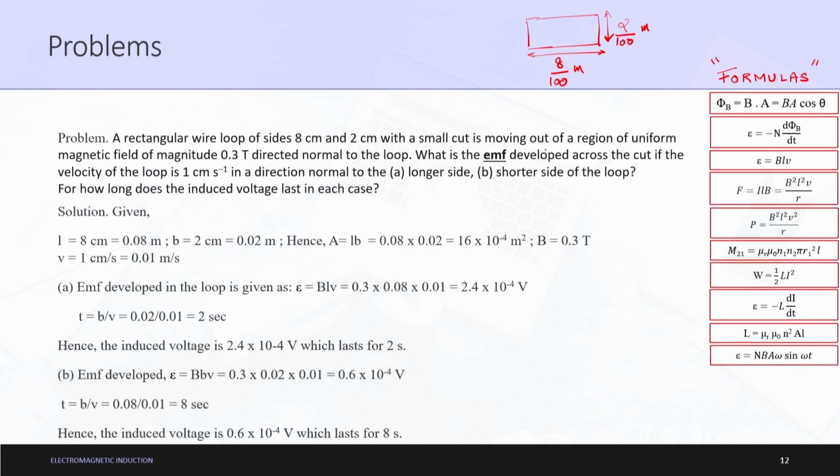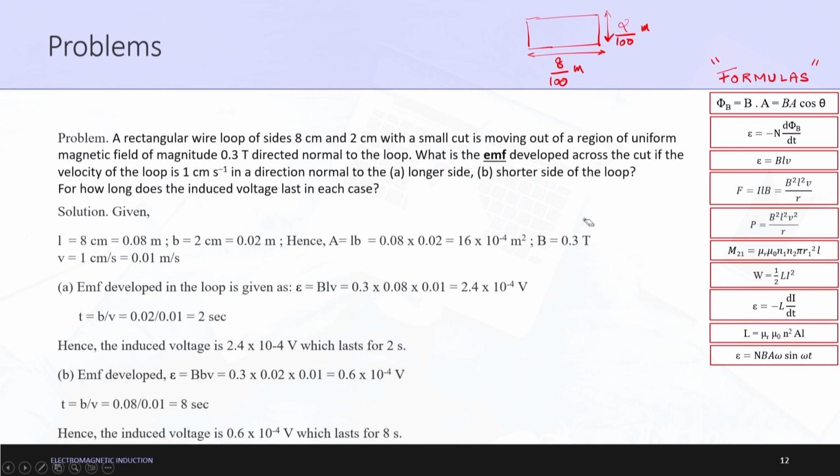With a small cut is moving out of a region of uniform magnetic field of magnitude 0.3 Tesla, that means the value of B is given to you, directed normal to the loop. What is the EMF? As in you need to find out the voltage or the epsilon value here, developed across the cut if the velocity of the loop is 1 centimeter per second. So, all in all, if I understand it from the problem here, it is a question of motional electromotive force. So, somewhere or the other the concept epsilon is equal to BLV has to be used in the problem.